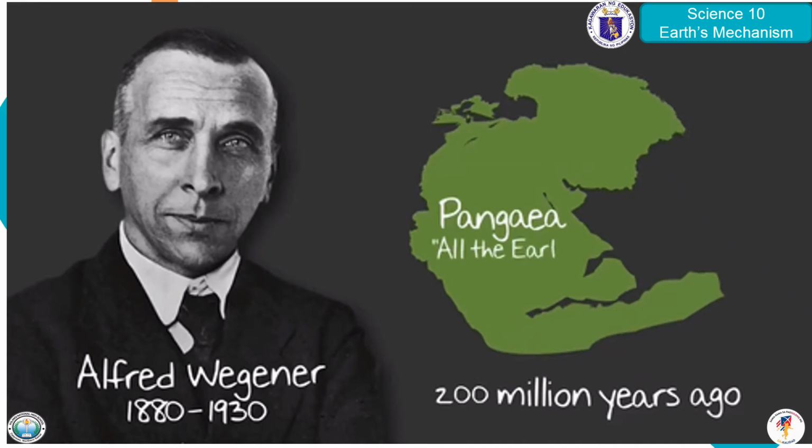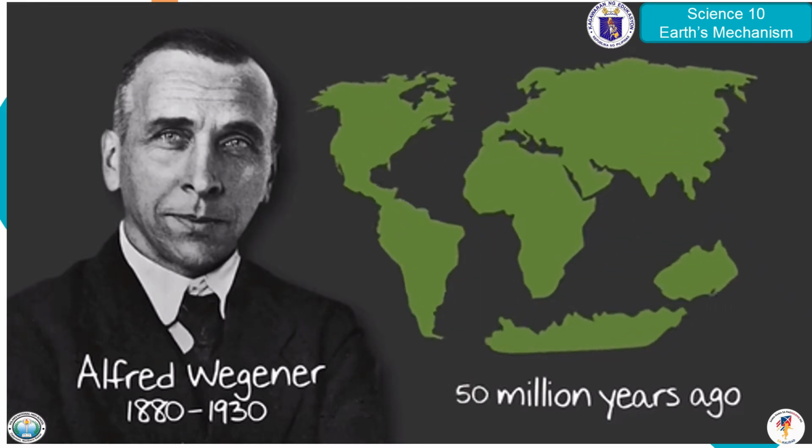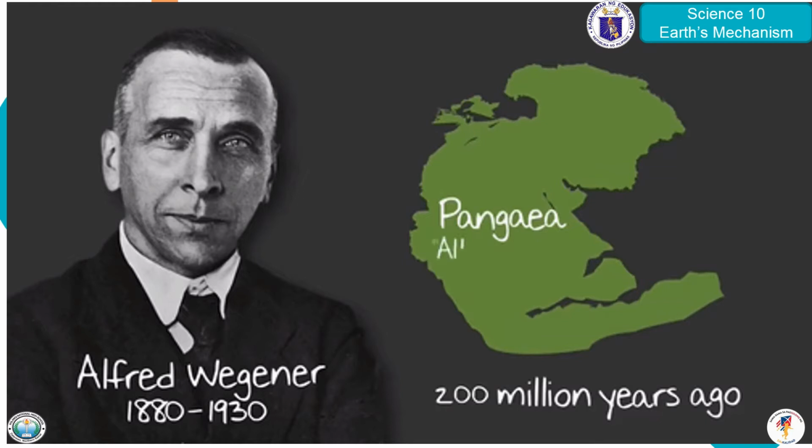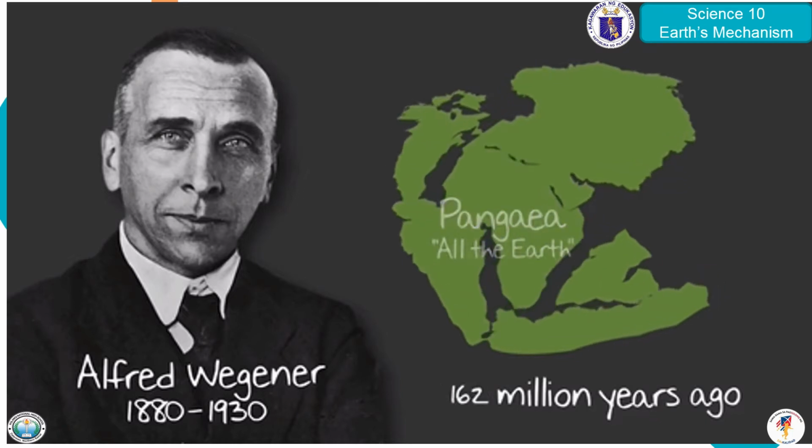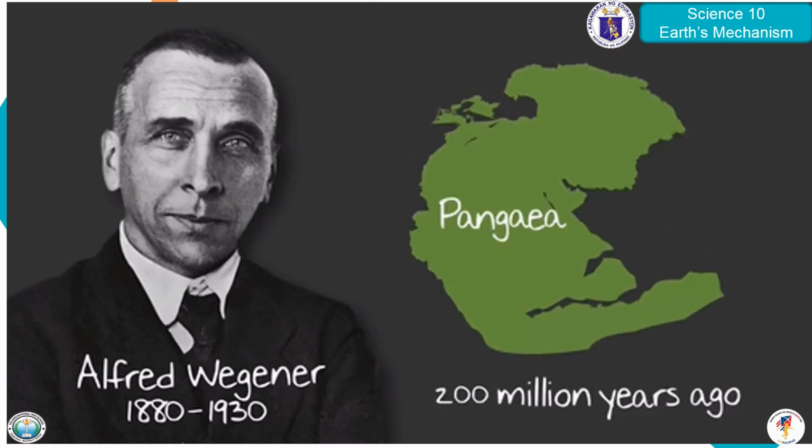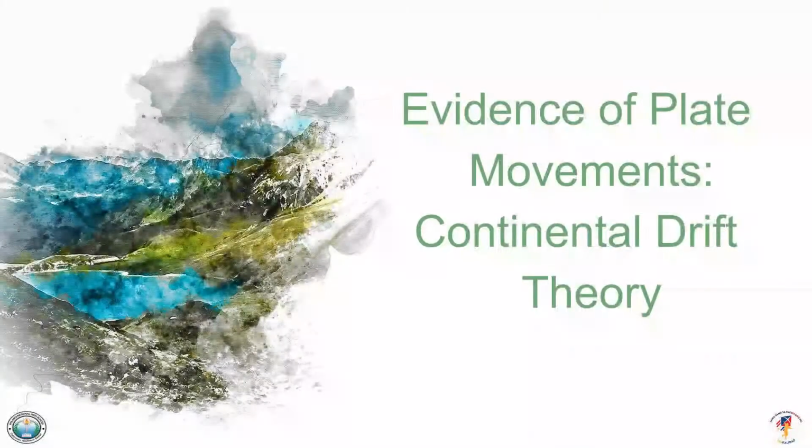He proposed that Pangaea began to break about 200 million years ago, and pieces drifted apart to form the present-day continents. Can you still recall the evidences put forward by Alfred Wegener to support his theory of plate movements, or the continental drift theory?